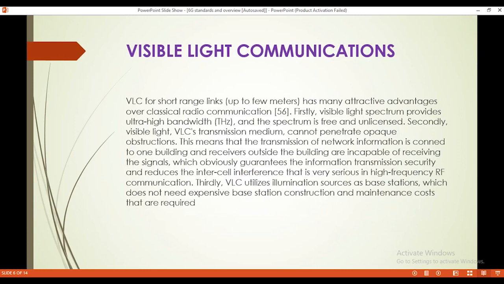Here is another one of the enabling technologies of 6G: visible light communication. Visible light communication is a promising approach that could be used to solve the growing demand for wireless connectivity. VLC has been studied for a number of years and has already been deployed in many areas such as indoor positioning systems and cellular ad hoc networks.